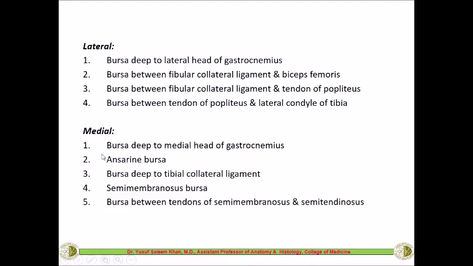Then there is also a bursa called the anserine bursa. Then there is bursa deep to the tibial collateral ligament. Then there is a bursa just below the semimembranosus. Then bursa between tendon of the semimembranosus as well as the semitendinosus. So these are some of the bursas which are present around the knee joint, but the most important clinically will be the anterior bursas in case of the knee joint.